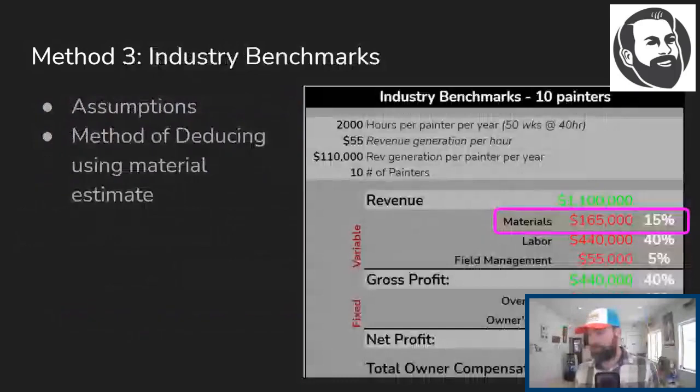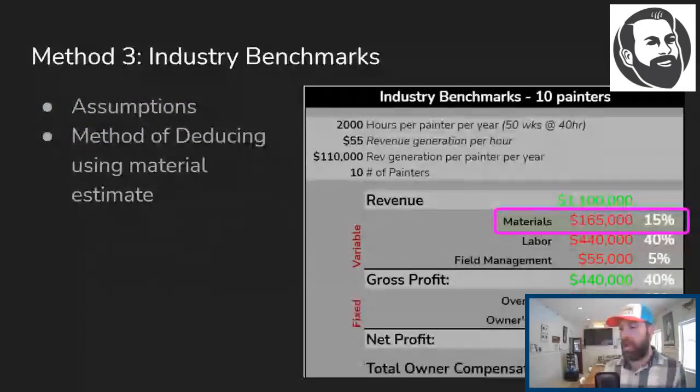So 5 years ago, somebody introduced me to industry benchmarks. Now, these are not perfect. These are not typical for every painting company, but I like to use a 10-person painting company because these numbers start to settle out and even out after a while.